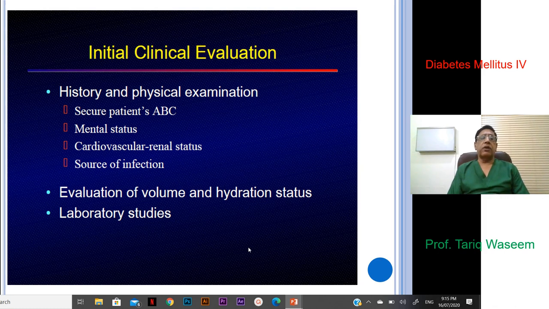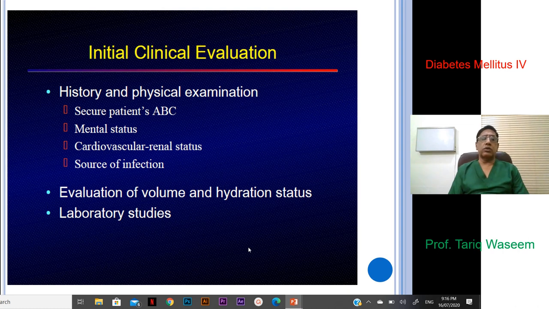If your patient is stable, go for some degree of inquiry like history and physical examination. Secure the patient's ABCs, or what we call airway, breathing, circulation, because these patients might have already collapsed as a result of severe dehydration caused by osmotic diuresis, and they require attention first to their blood pressure. Check their mental status, check their cardiovascular and renal status through clinical examination as well as urea and creatinine.